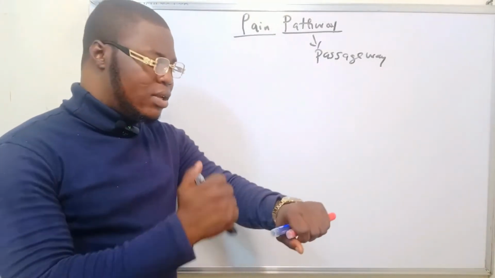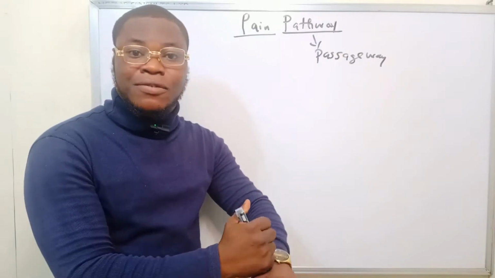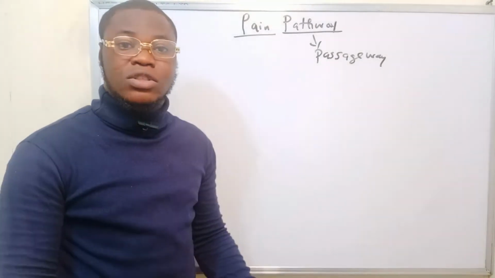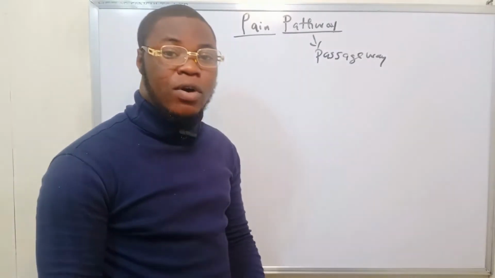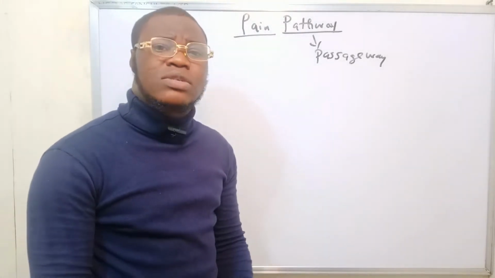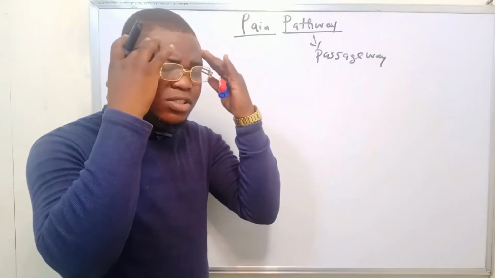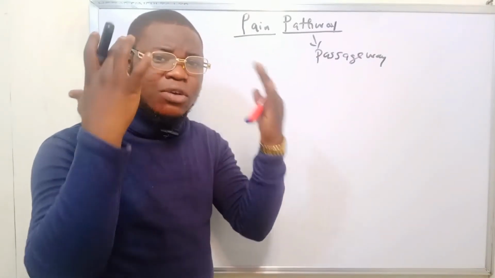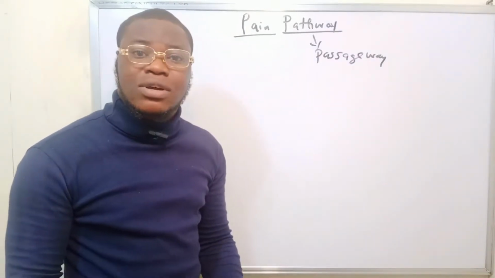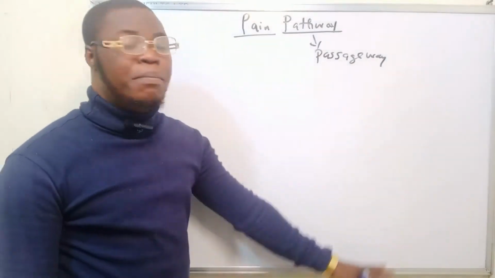So let's say you are struck with a knife, maybe in your hands, your trunk, your leg, or you mistakenly step on a nail. How are you going to perceive the pain? From that leg, how are you going to get the impulse into your brain to know that you're hurt? That is what we'll be discussing on the pain pathway.